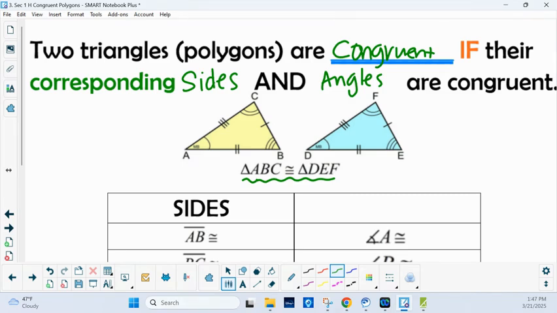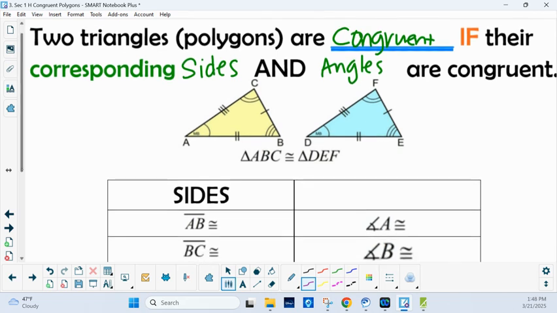They can also tell us the sides that are congruent. Side AB has 2 marks, and so does side DE. Side BC has 1 mark, and so does EF, and then AC and DF. So the way that we name congruent triangles or any figure has to follow the order of what's congruent to what. So let's fill in what is congruent to everything.